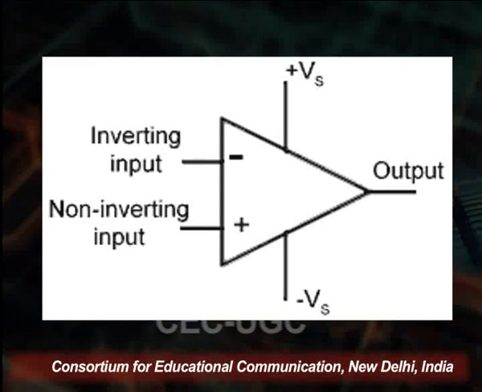You see here there are two types of input. One is the inverting input and the second is the non-inverting input, with positive and negative voltage supplies, and one output. This is the symbol of the op-amp.